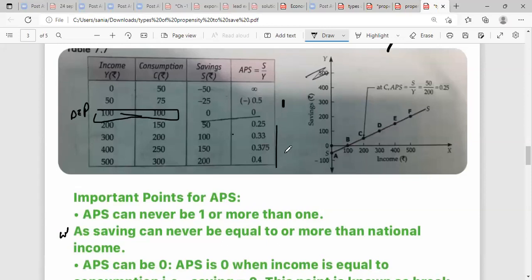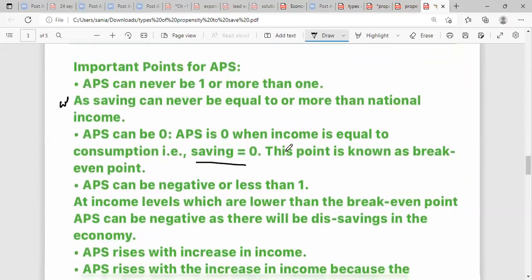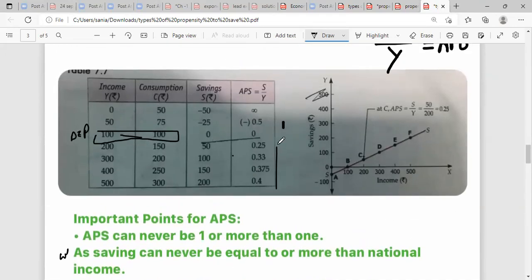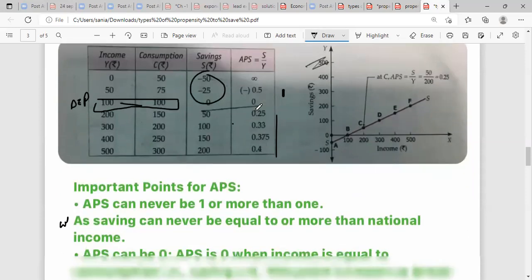Over here you can see it is less than 1 itself. So APS, at income levels which are lower than the break-even point, can be negative as there will be dissavings. When your income is less than your consumption, at a level below the break-even point, APS is going to be negative because at that moment you have negative saving. That's why your APS is negative.